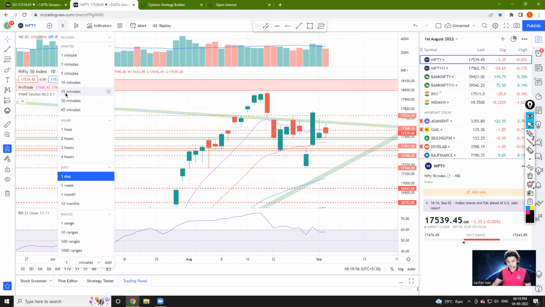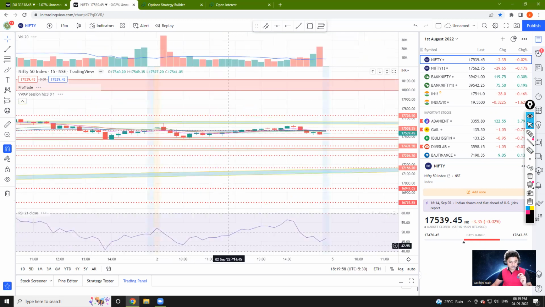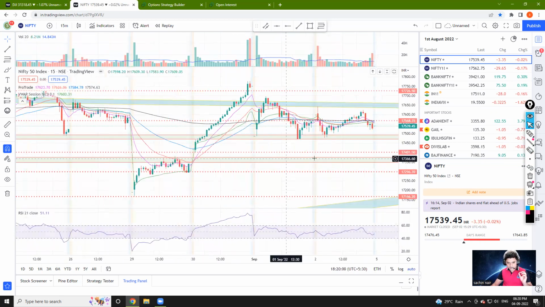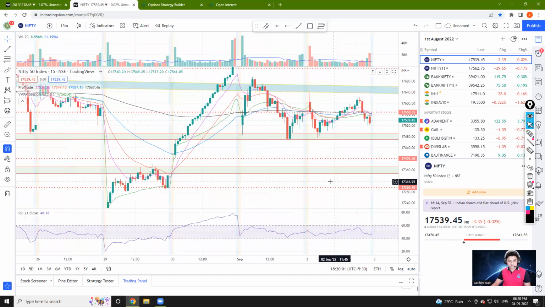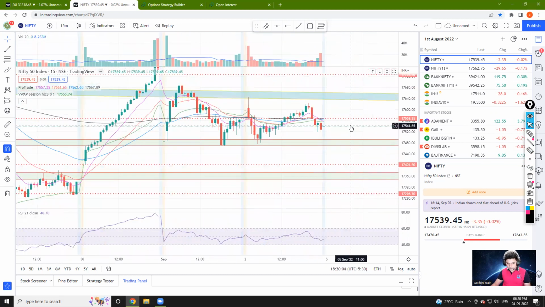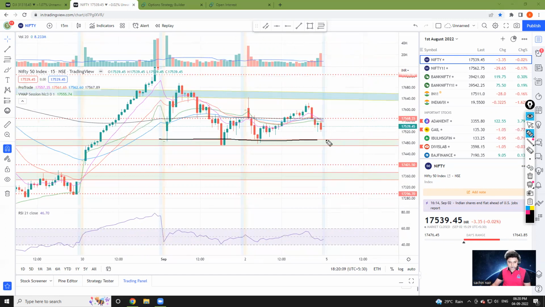Now let's move on to the smaller time frame for our intraday traders. So this is the 15-minute time frame. Now 15-minute time frame mein we have closed somewhere here, right? Now, last week also we had discussed this as an important support zone. We have taken support here once, twice, thrice. Now the thing will be if we open gap down below this zone.